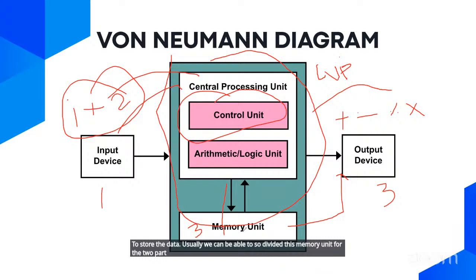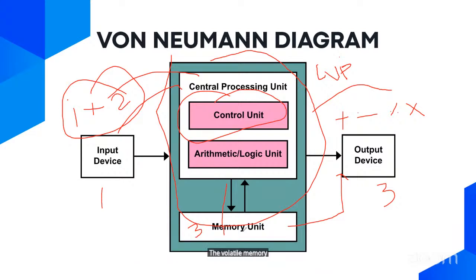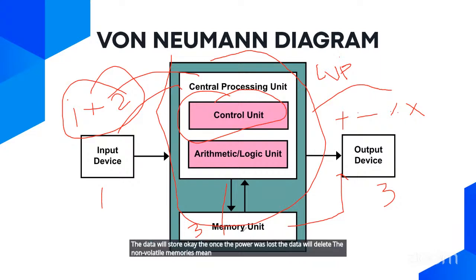One is volatile memory, the second one is non-volatile memory. With volatile memory, while the power is on, the data will be stored. Once the power is lost, the data will be deleted. With non-volatile memory, whether the power is on or off, the data will be stored on that particular storage.